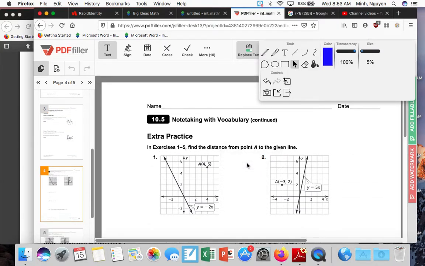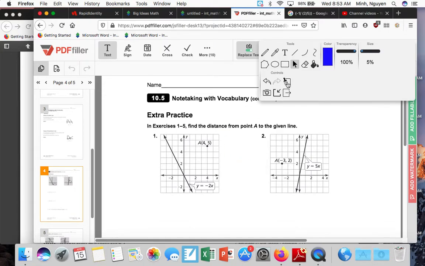Okay, find the distance from point A to the given line. The shortest way to get from a point to anywhere else on a line is a straight perpendicular line. So is it this, or is it this? Well, the answer is neither. I have to have a perpendicular line, which means I have to use the slope. So m is -2. Then I have to use a perpendicular slope.